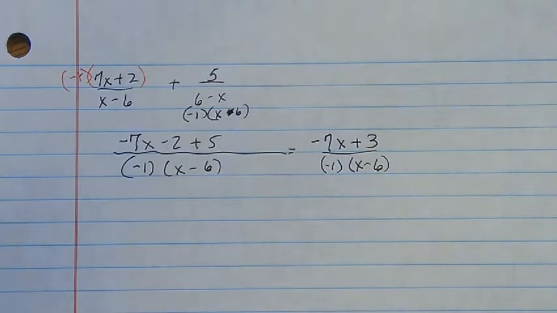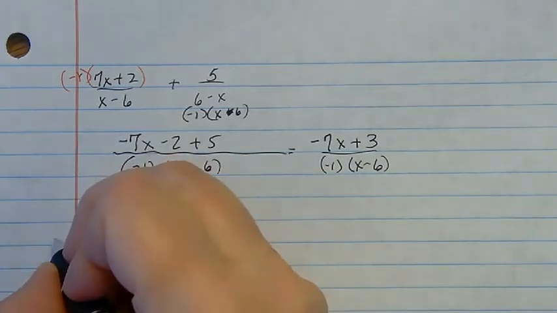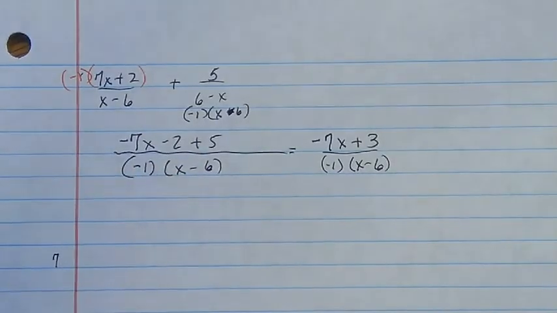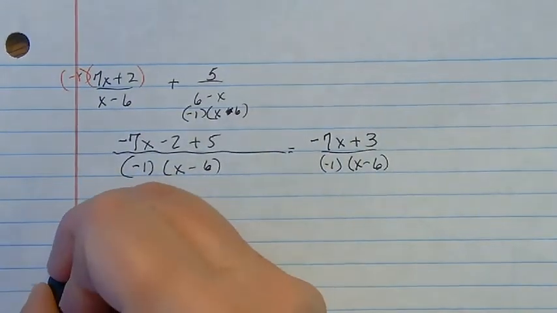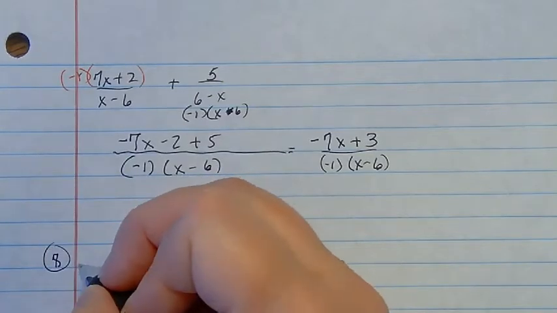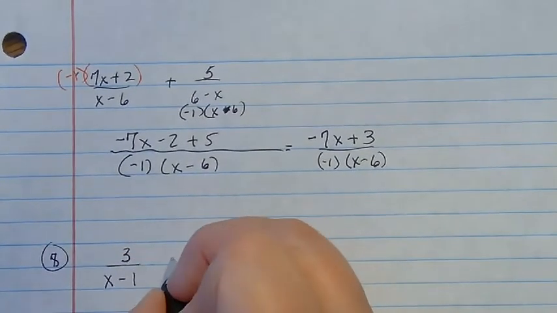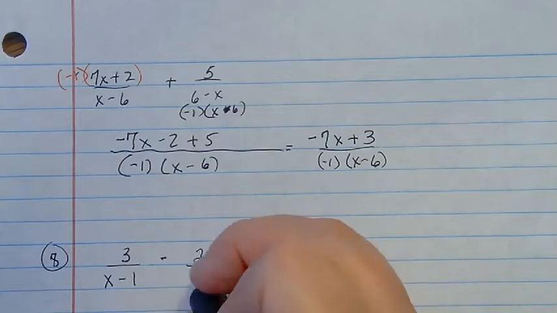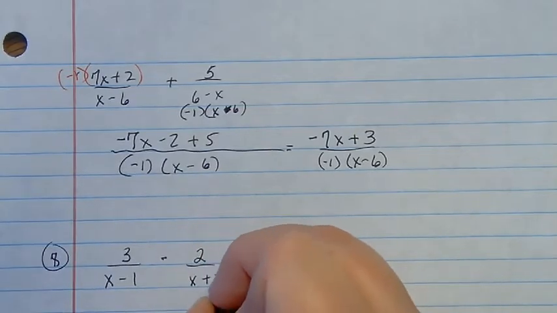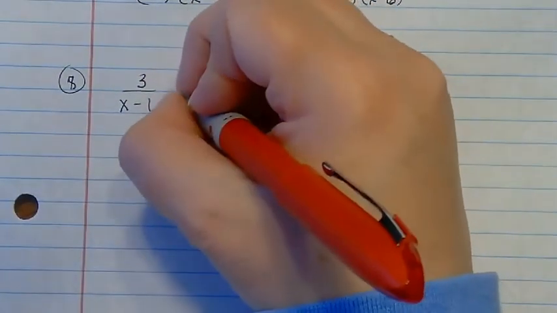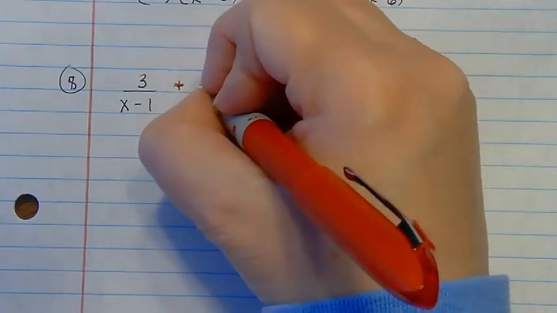All right, let's do this one. I don't remember where we're at on number. This is number 8. So this one's going to be a subtraction problem. No big deal. From the very beginning, I'm going to change it to a positive and add and make that a negative 2.